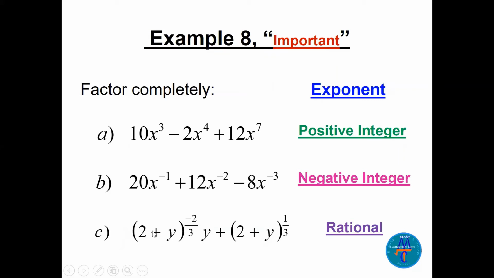You want to try 2 plus y. This is the base here, all to the power minus 2 over 3, times y. See, y is outside. Plus 2 plus y to the power 1 over 3. See, this is the base in common, 2 plus y all together. Take the smallest power and see if you can factor inside.